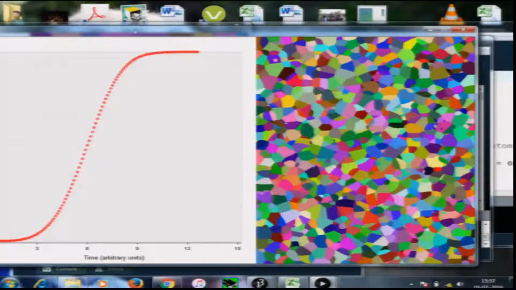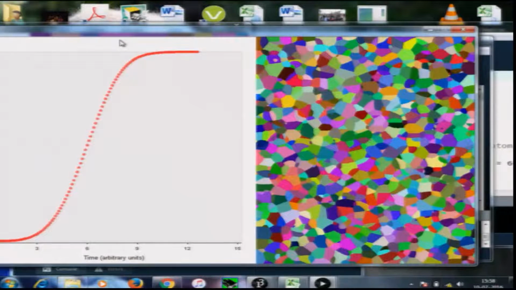But in all the three cases, if you look at this particular curve now, which is fraction transformed versus time, this shape of this curve is called sigmoidal. It's a curve which has a sigmoidal shape, and you can see that in the beginning the transformation rate is small, then it starts to increase, at some point it becomes extremely high, and then it starts to reduce again towards the end of the transformation.